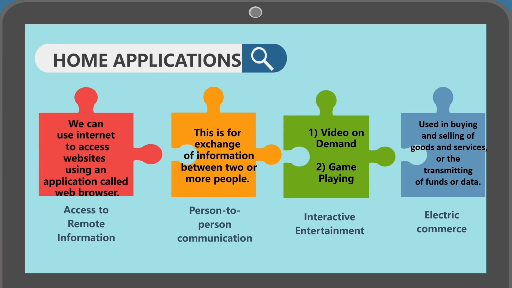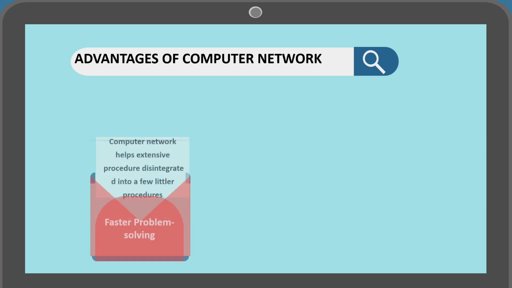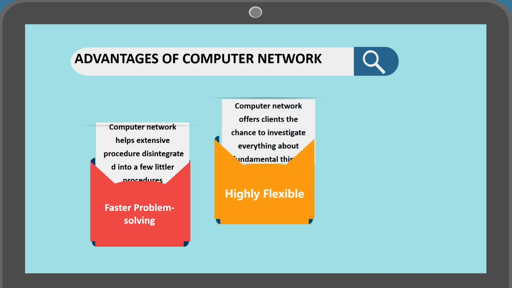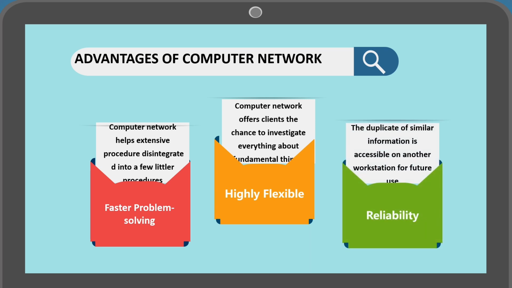Other than that, computer network also has a lot of advantages, which is the first one, faster problem solving. Computer network breaks an extensive procedure down into a few little procedures. Second one, it is highly flexible. Computer network offers clients the chance to investigate everything about fundamental things. And the last one is reliability. A duplicate of the similar information is accessible on another workstation for future use.